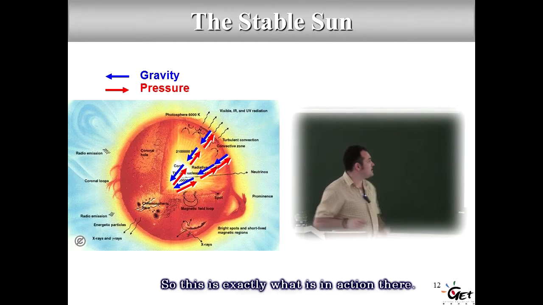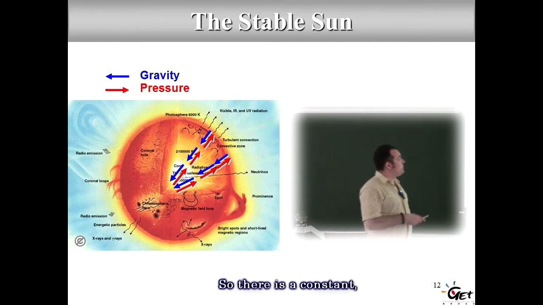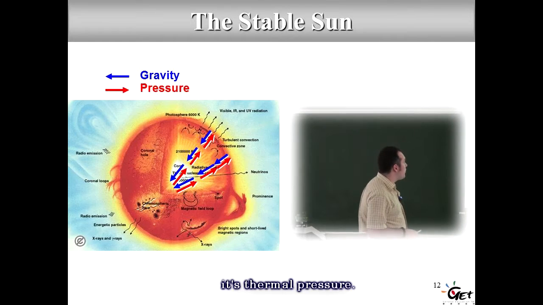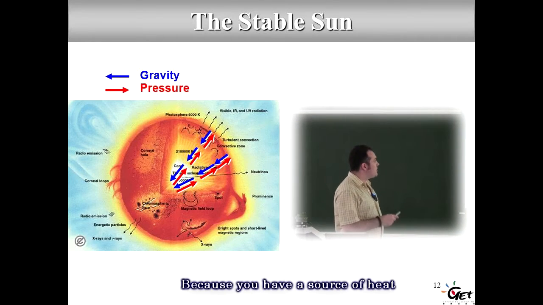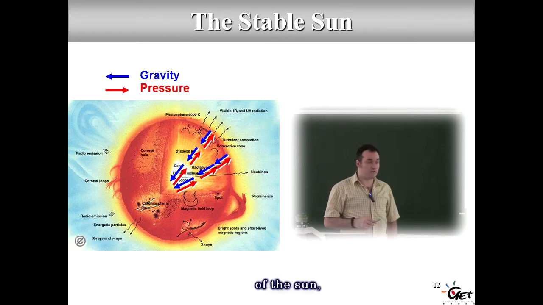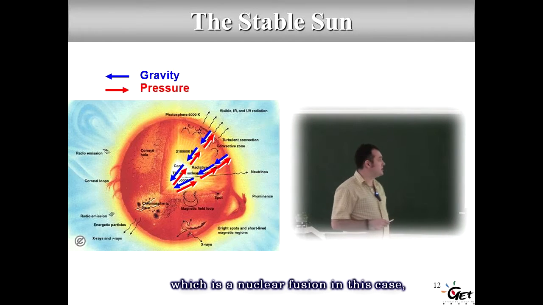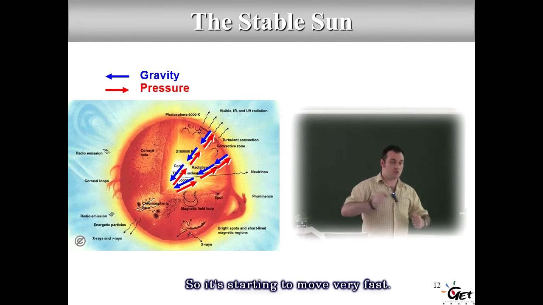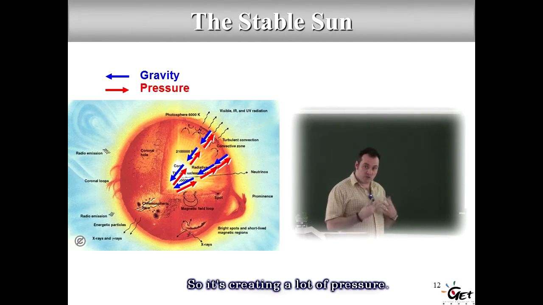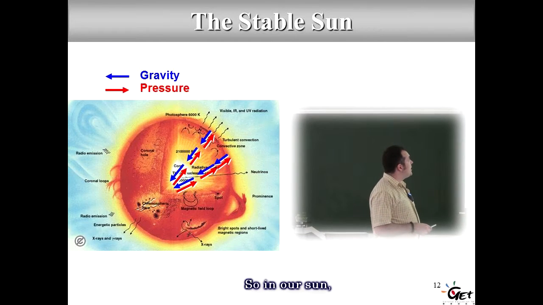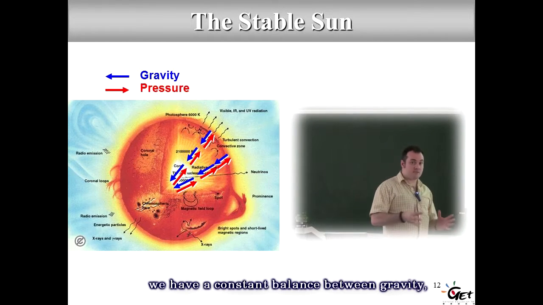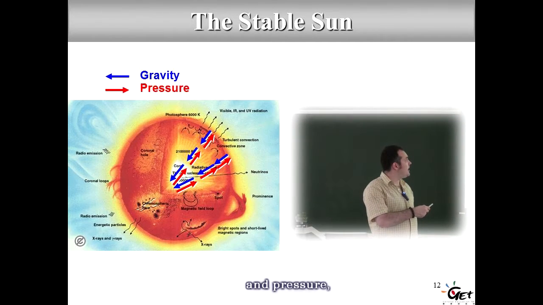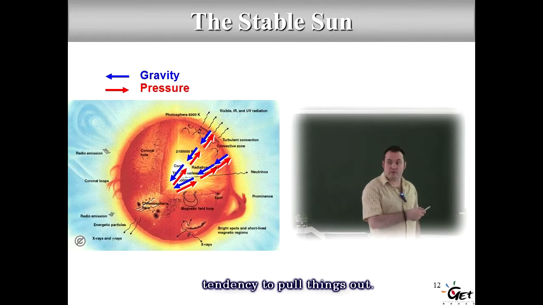So this is exactly what is in action in there. Except that this pressure is thermal pressure. It's due to the heat. Because you have a source of heat at the center of the sun, which is nuclear fusion in this case, it's heating up all the gas, and when the gas is heated up, it's very excited, so it starts to move very fast. So it's creating lots of pressure. So in our sun, we have a constant balance between gravity, which has a tendency to pull things in, and pressure, which has a tendency to push things out.